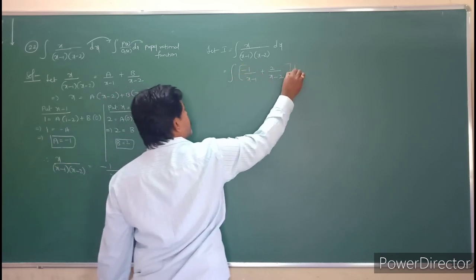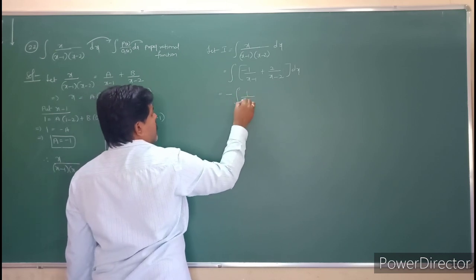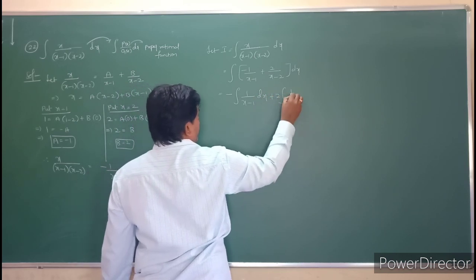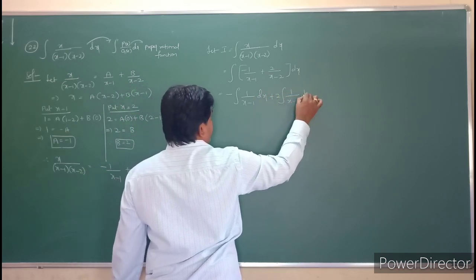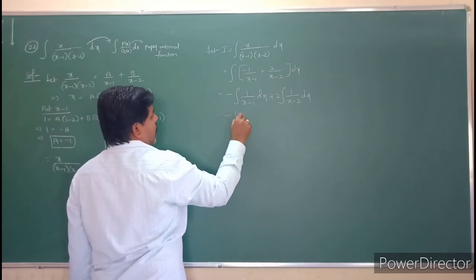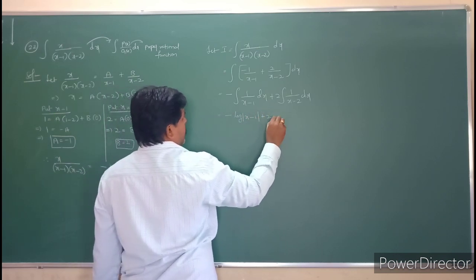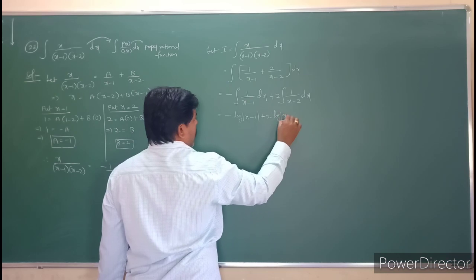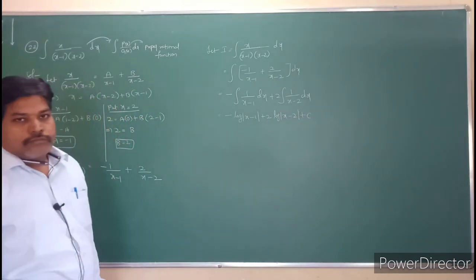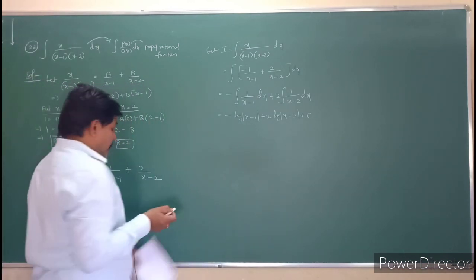into dx. So what can we write, students? Minus integral of 1 by x minus 1 into dx plus 2 into integral of 1 by x minus 2 into dx. So that is equal to minus log of mod x minus 1 plus 2 into log mod x minus 2 plus c. And also we can write that. See that question, students? So check the answer.